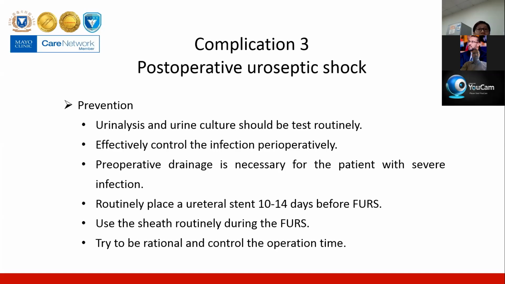Preoperative drainage is necessary. As a reminder, drainage is always the best therapy for infection caused by urinary obstruction. Also, routinely placing a ureteral stent 10 to 14 days before the flexible ureteroscopy lithotripsy is a good plan to reduce the incidence of uroseptic shock. And using the access sheath routinely during the procedure will lower the pelvic calyceal pressure to reduce the incidence of uroseptic shock.